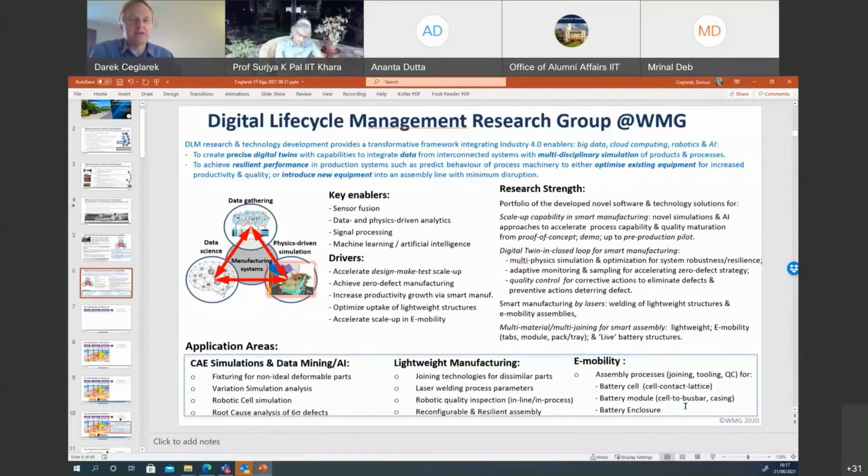So our expertise here on e-mobility is looking at the battery cell, for example, cell contact lattice, battery module, cell to bus bar casing, battery enclosure. So you can see we go through the whole spectrum of e-mobility. We are not doing the specific cell design itself, but the assembly processes of the battery cell, yes.